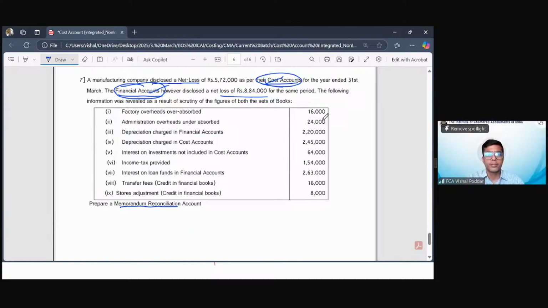Okay. Now students, let me take you to one more sum. One sum we did where profit balances were given. Now another sum that we do here, loss balances are given.